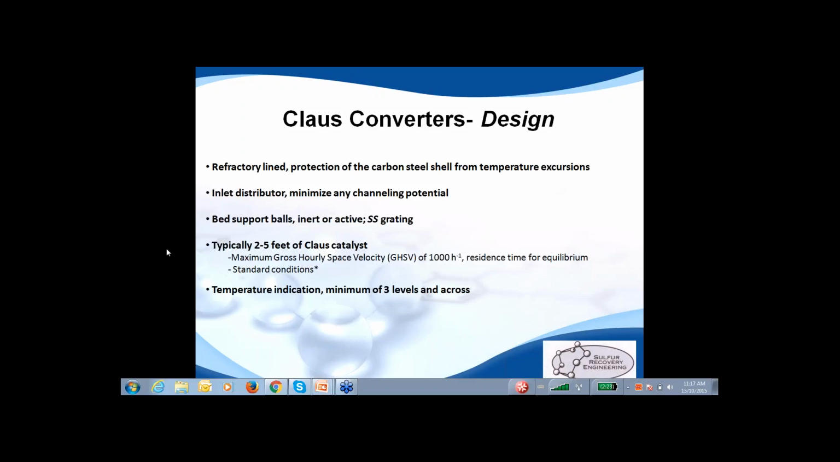To summarize, we talked about refractory lined converters in order to protect the carbon steel vessel shell from temperature excursions. It's important to have quality process gas distribution across our bed of catalyst. We want to minimize any channeling that could occur. Again, we are able to better promote the Claus reaction if we are able to maximize the available amount of surface area for the reaction to occur.